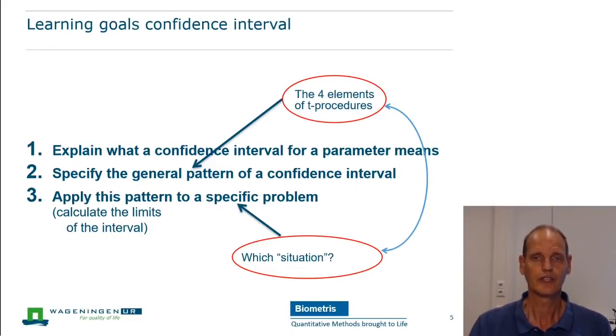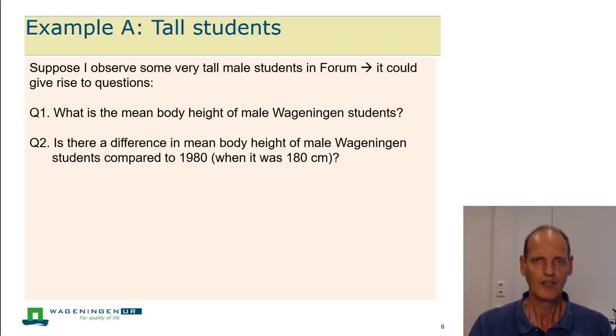So these are the learning goals. First example. Example for the one sample situation, one population, and one variable for which I'm interested in the mean. Suppose I walk around the campus and I go for a coffee into Forum and I observe some very tall male students. Now I might wonder, what is the mean body height of male Wageningen students?